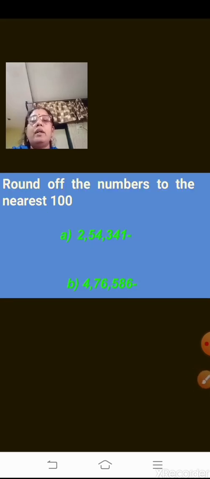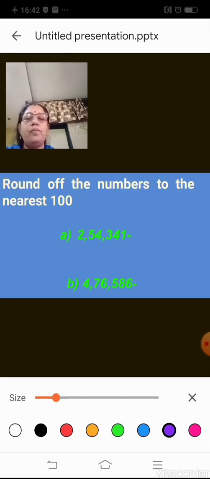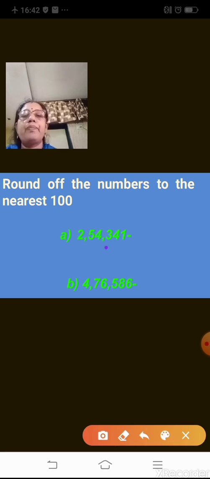Now let us take 2 examples. Here you have to round off the numbers to the nearest 100. Now see the number while rounding off the number to the nearest 100, you will underline the number 3. And which number you will see? You will see the number in the tens place. In the tens place it is 4.